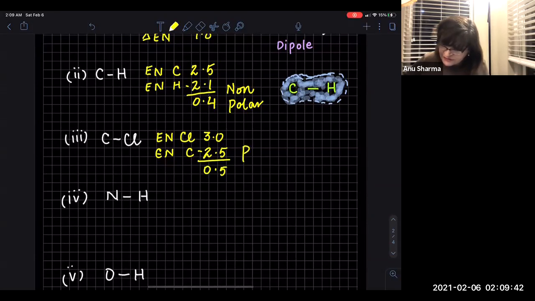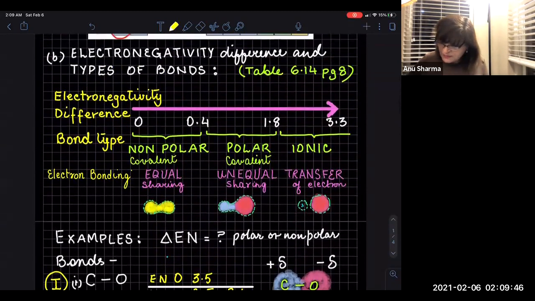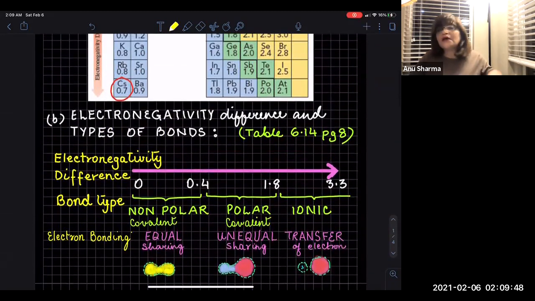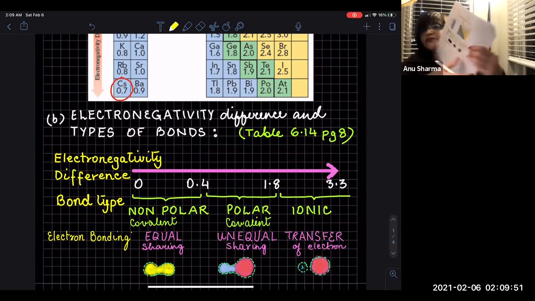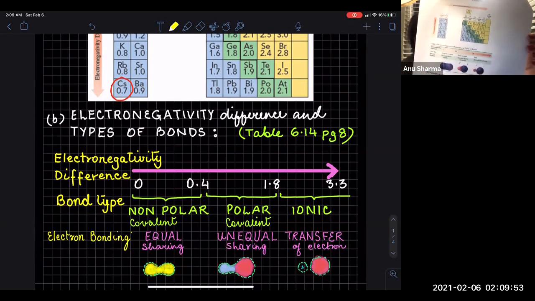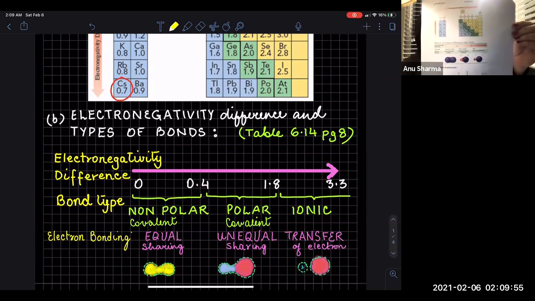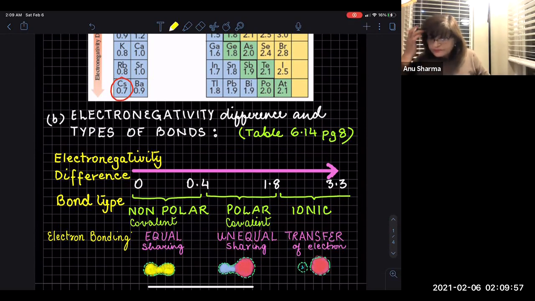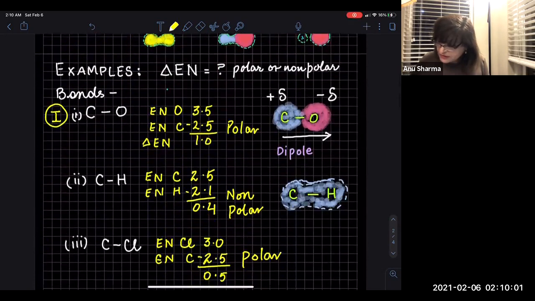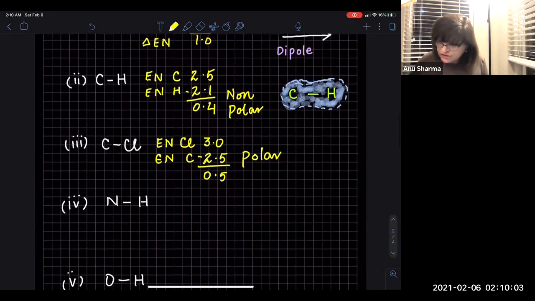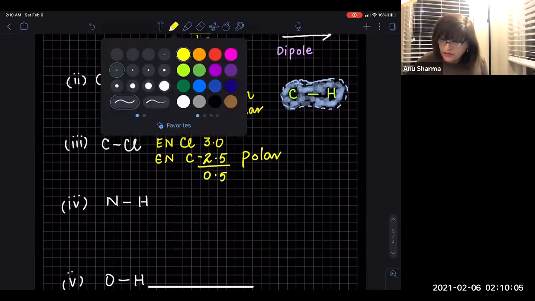Now this is towards the polar side. If you look at this table, and a similar table is in your handout, this is a handout for my classes here, we see that 0.5 is towards the polar side. So it is unequal sharing of the electrons. How do we show this?